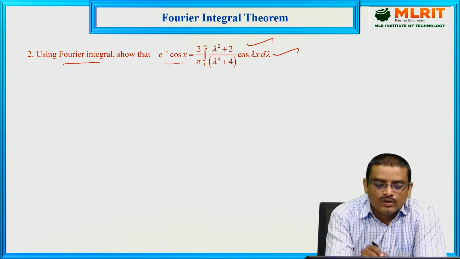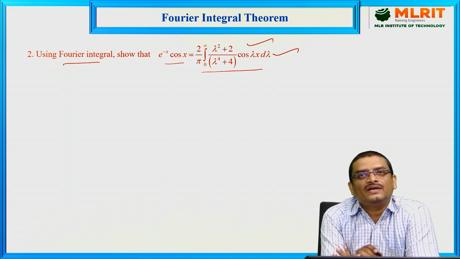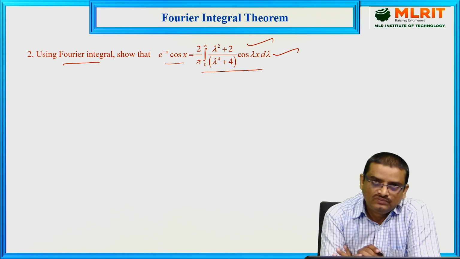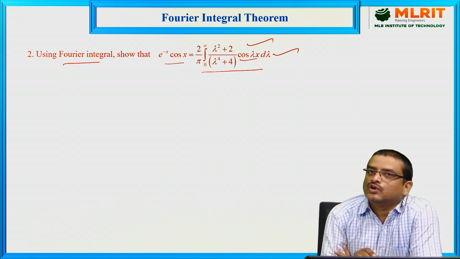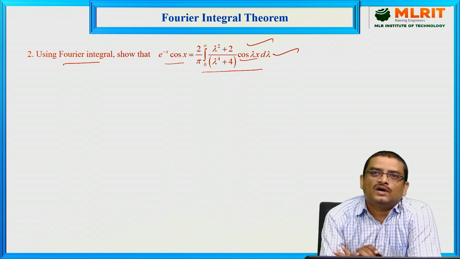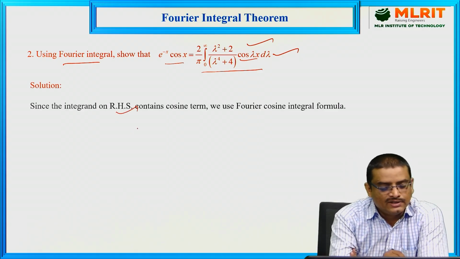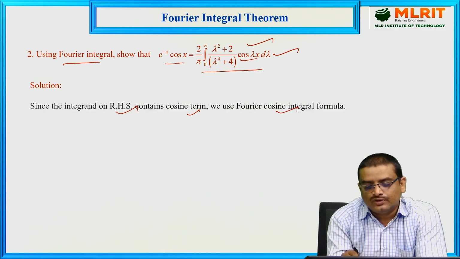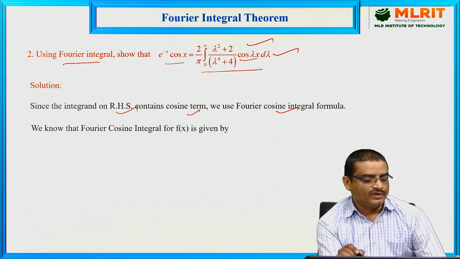For this we have to move towards the RHS in the given condition. We have to identify the trigonometric function which is in terms of x. Here we have a trigonometric function in terms of x, that is cos. So inside the integral we have a function in terms of cos, so we have to go for the Fourier cosine integral formula. Since the integrand on the RHS contains a cosine term, we use the Fourier cosine integral formula. So now you take that Fourier cosine integral formula here.